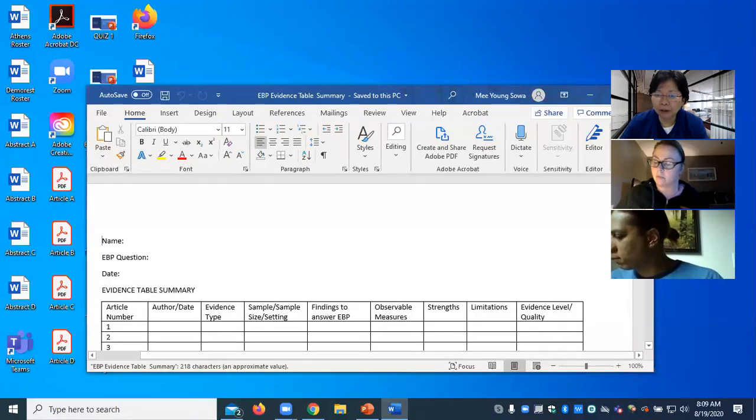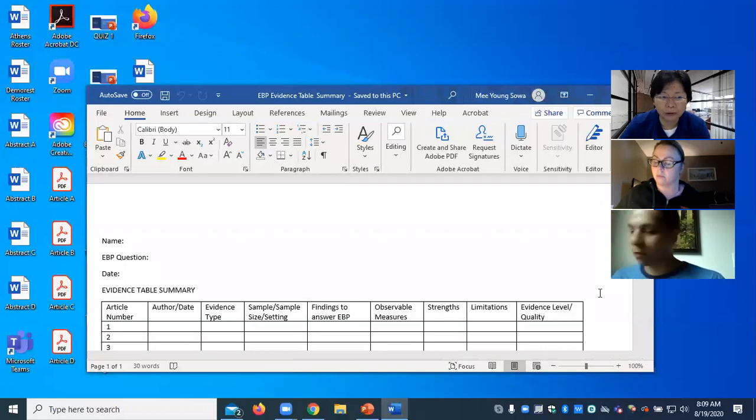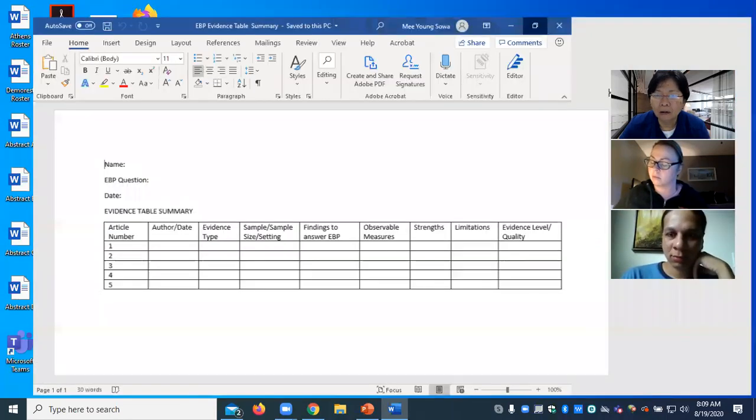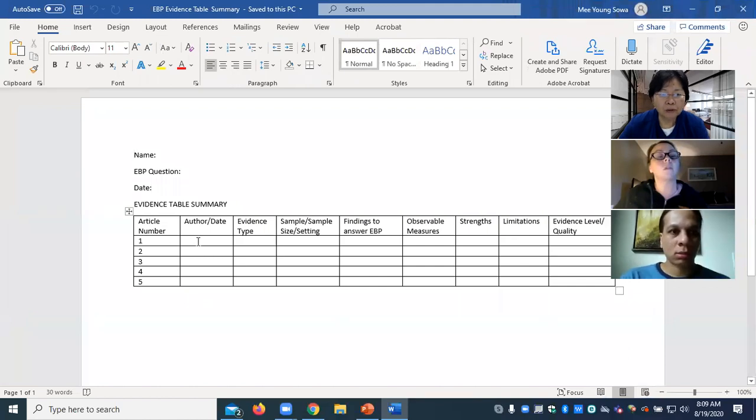I made this, okay, because your book doesn't have any online resource. You have to fill this out. Do you see this one? You have to choose 5 articles. And you should put the author. You can just put the first author, okay? And for date, you can put just 2017, 2019, like that, okay? For evidence type, you have to tell me whether it's research or non-research, and whether it's quantitative or qualitative. And if you read it, you can tell me the sample size and setting, okay?